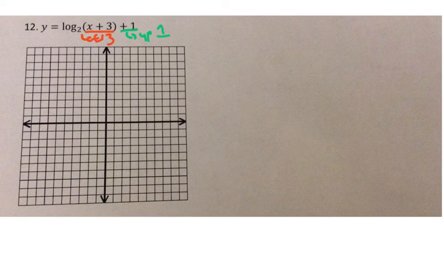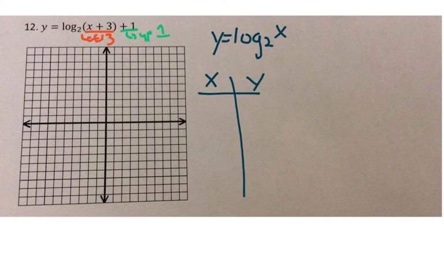So what we're going to do is we're going to find the graph of y equals just a normal log base 2 of x. And then we're going to transform those points based on my left 3 and up 1. So remember, with logs, I don't have a log base 2 button in my calculator, so I'm going to put this in exponential form. So this becomes 2 to the y equals x.